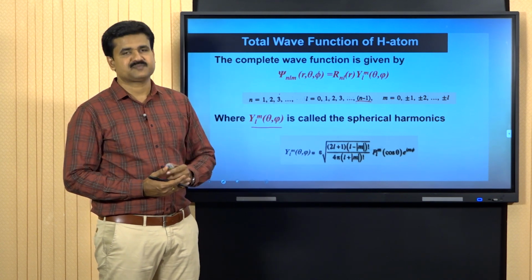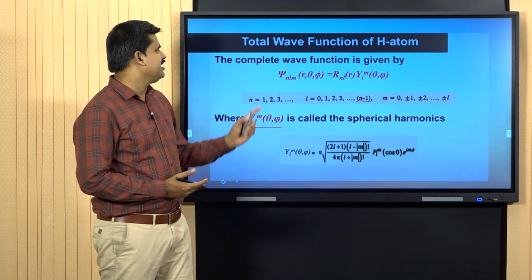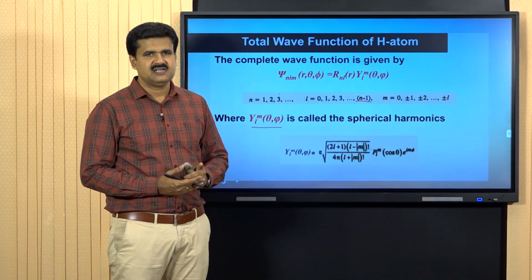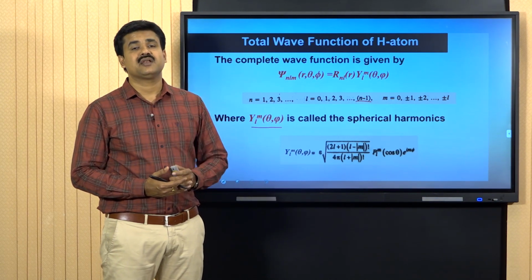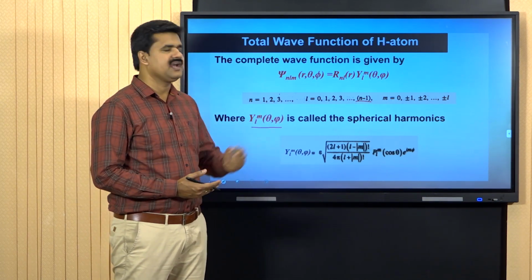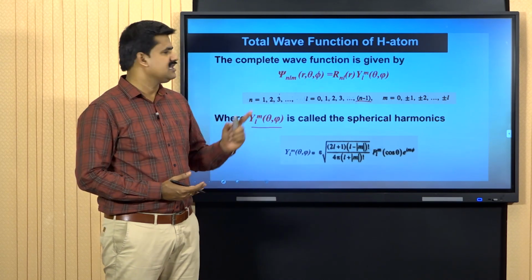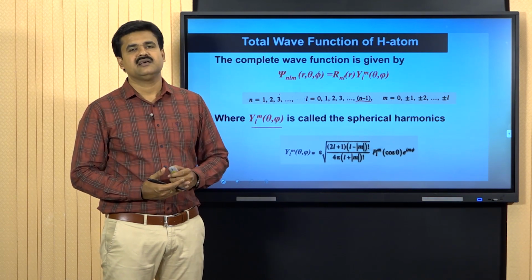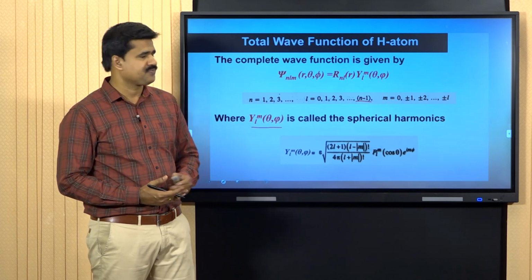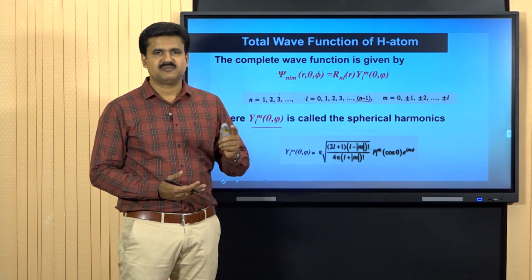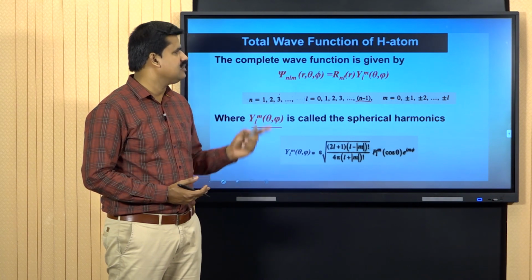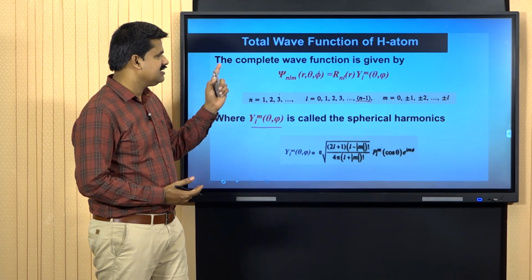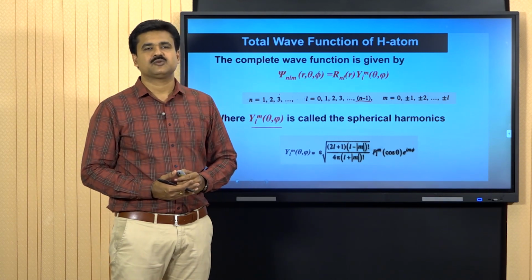In this expression, n having values 1, 2, 3, etc. is known as the principal quantum number. l can have values 0, 1, 2, 3, etc. up to n minus 1, called the azimuthal quantum number. m can have values 0, plus or minus 1, plus or minus 2, etc. up to plus or minus l, and m is termed the magnetic quantum number.